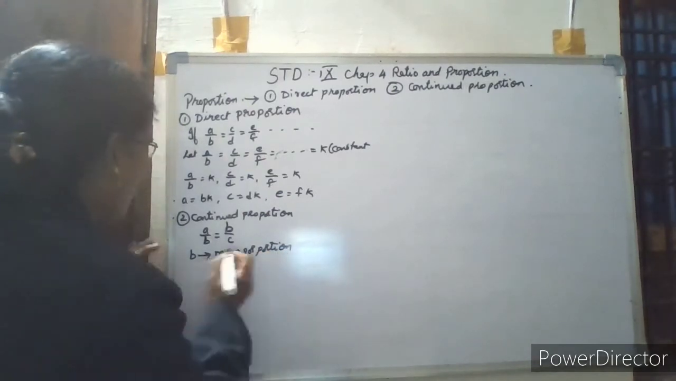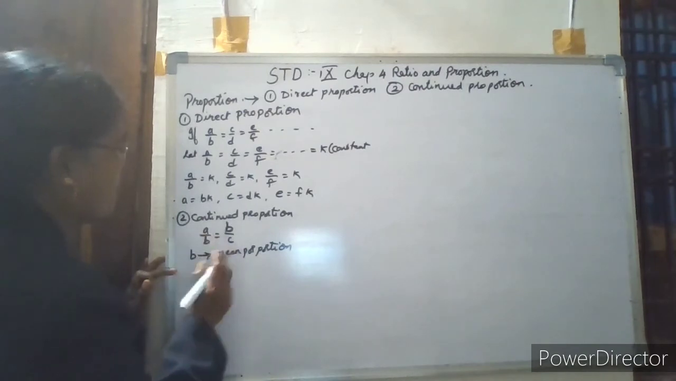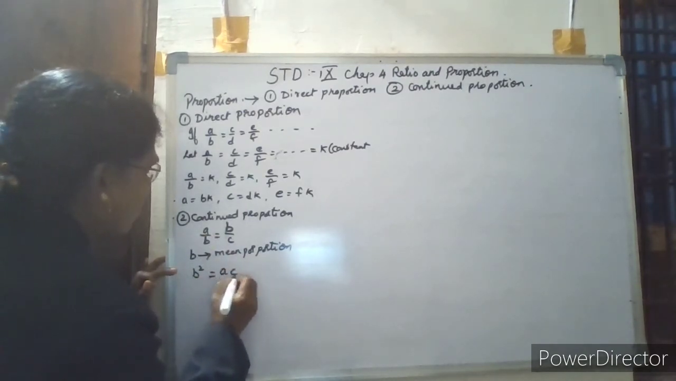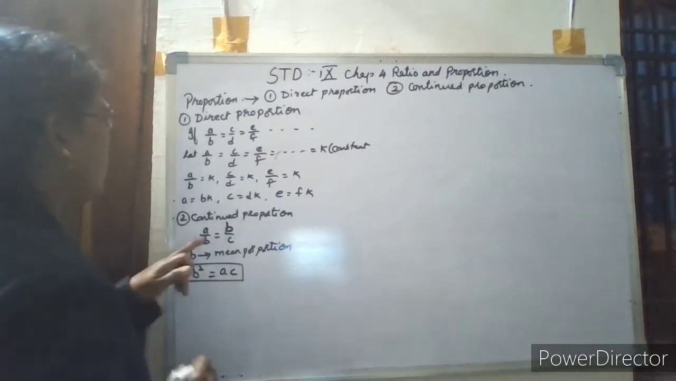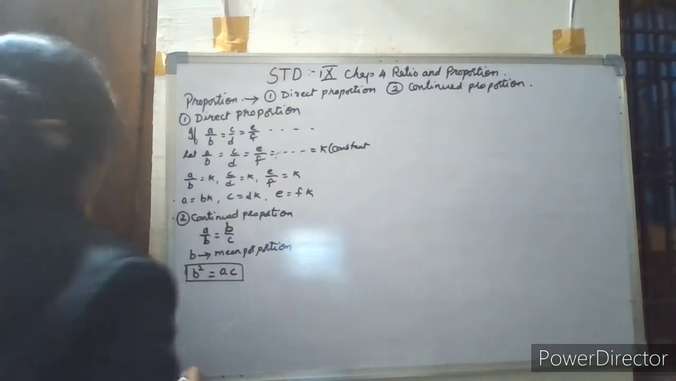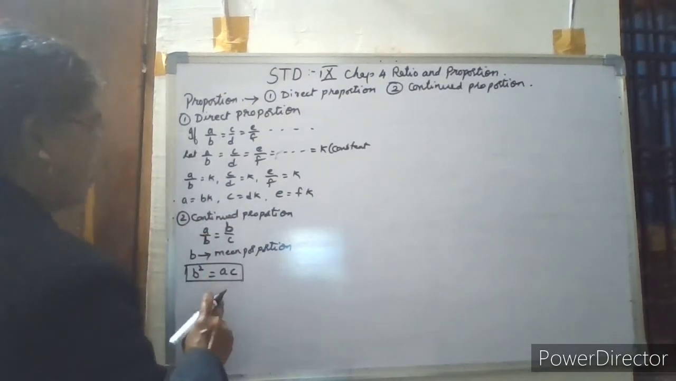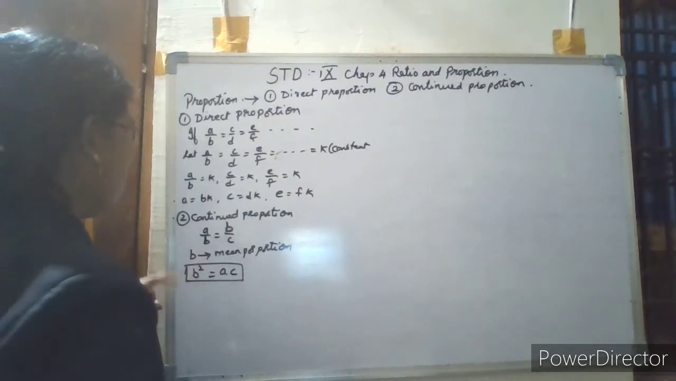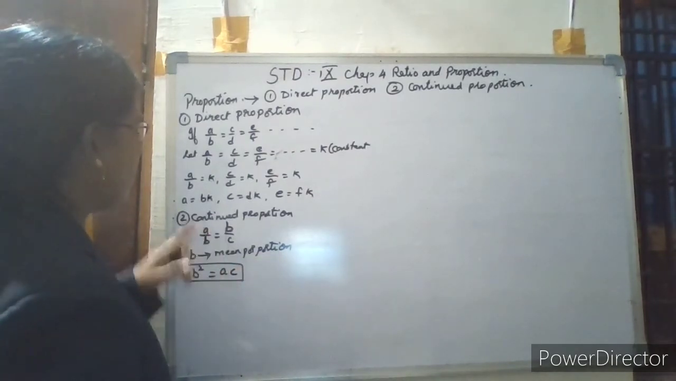So the square of the mean proportion is equal to the product of the extremes. So B square is equal to AC. This is the general form. If two ratios are in continued proportion, then the square of the mean proportion is equal to the product of the extremes. So B is called the mean proportion here, and B square is equal to AC, the extremes.